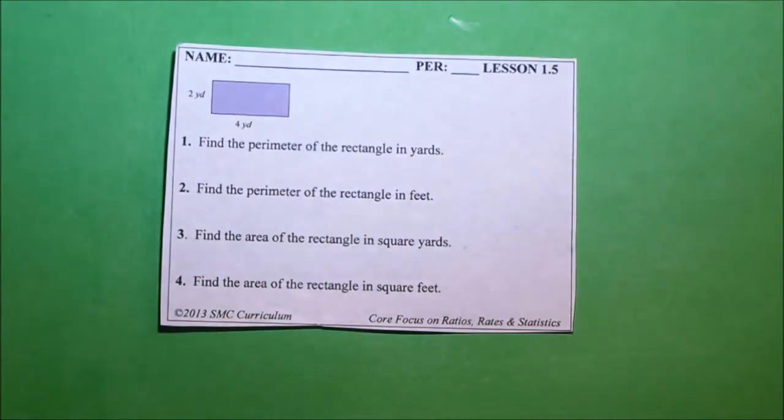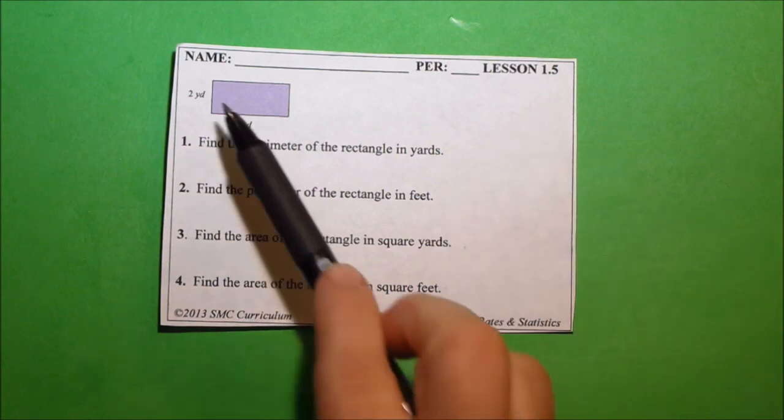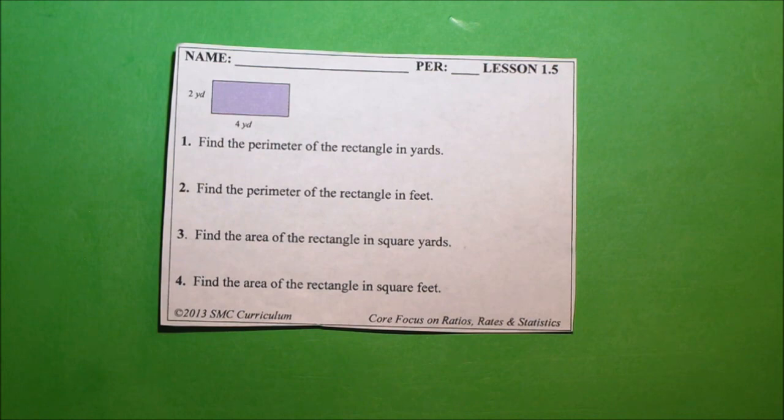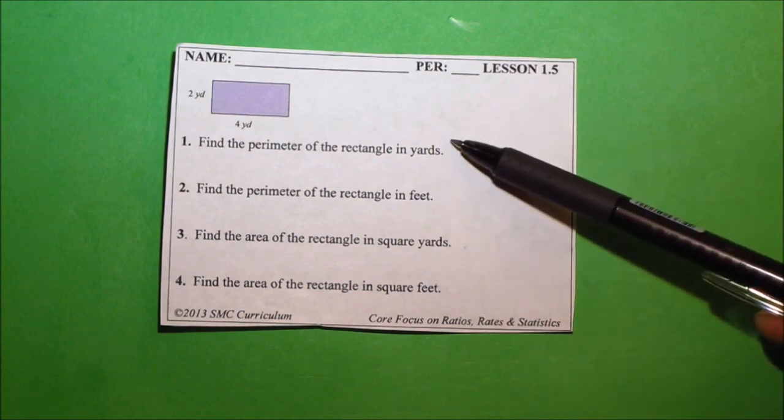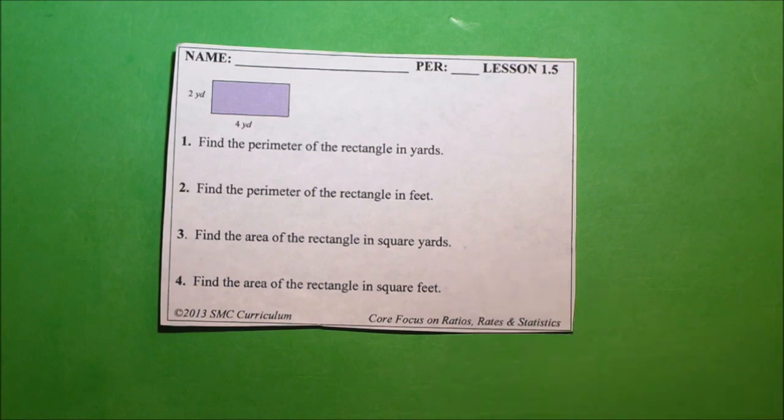Here's your exit ticket for lesson 1.5. Pretty much the same as everything we've already done. We're just working with this one shape, this rectangle. They want you to find perimeter in yards and feet, and then area in yards and feet. So pretty easy conversions. All right, so that's lesson 1.5 out of the rates, ratios, and statistics book.